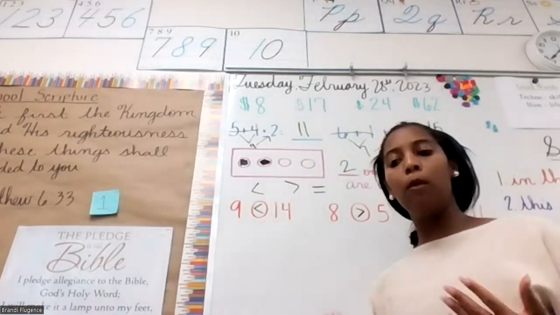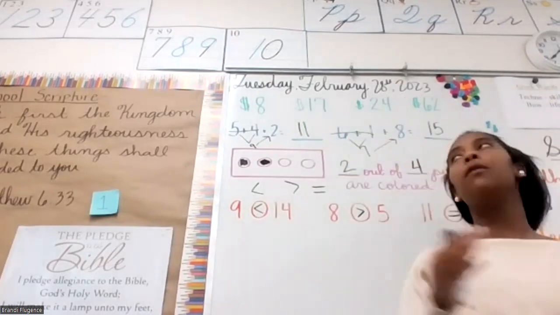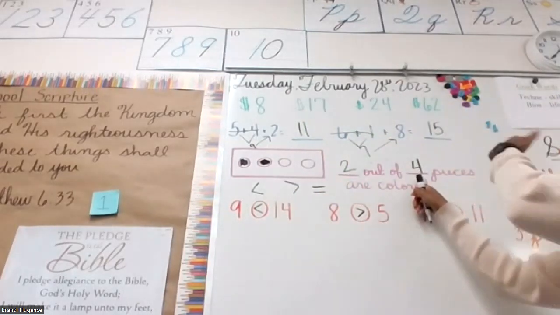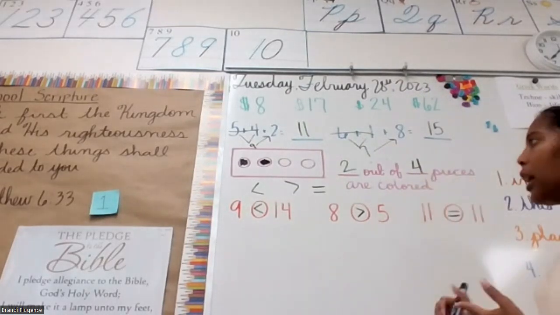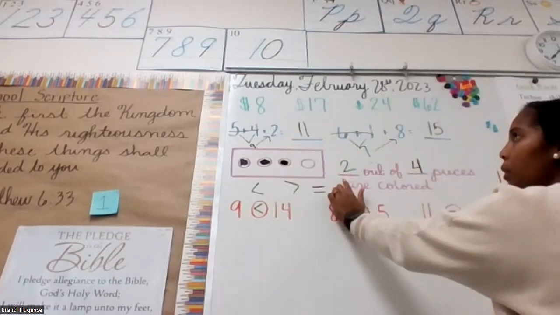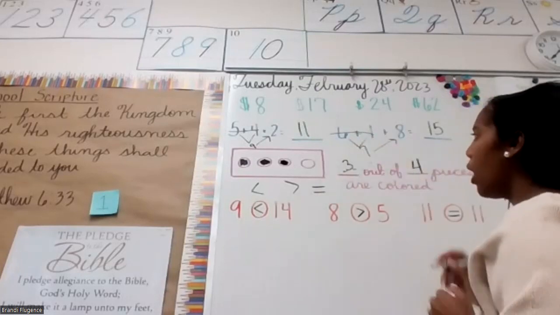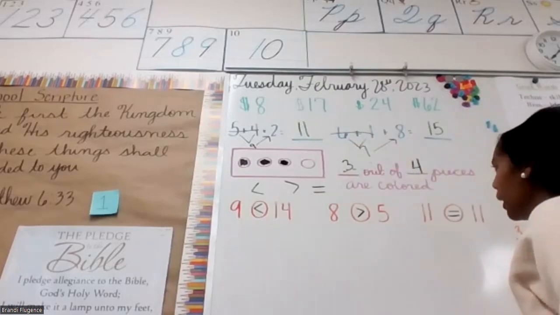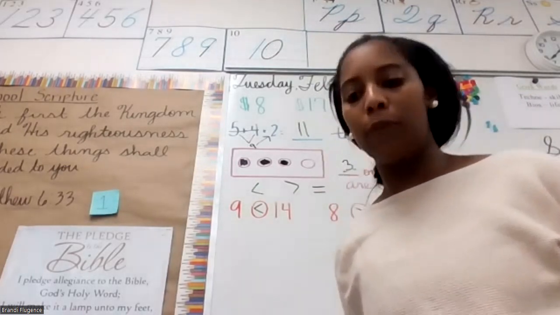So when you see this in your book, you have to look at how many are shaded, and then out of means how many total you have together. You understand? Okay. So if I was shading 3, it would say 3 out of 4 pieces are colored. Good. All right, so that's it for math today, guys. I just wanted to cover a few of those things.